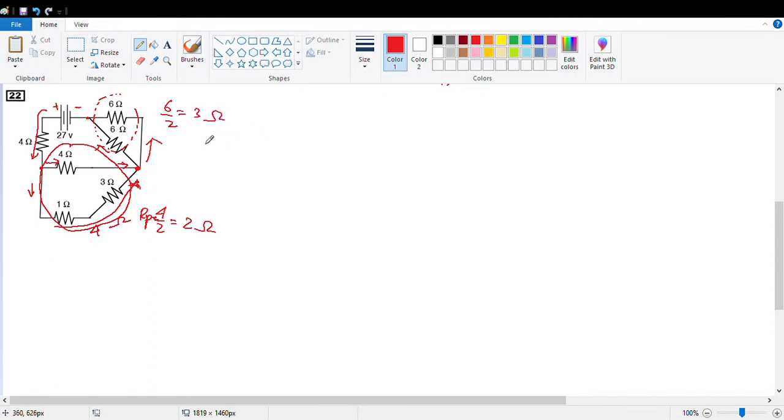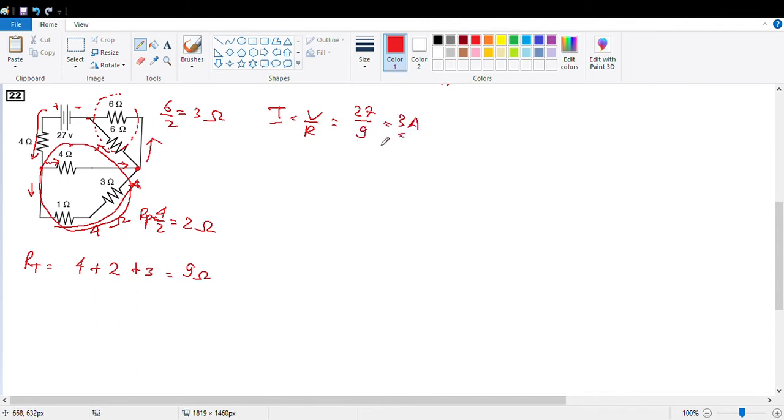So what is the R total here? The R total must be 4 over 2 plus 3. Then we get 9 ohm, right? After that, find the current. The current is V over R. So V is 27 divided by R, which is 9. Then you get 3 amps.